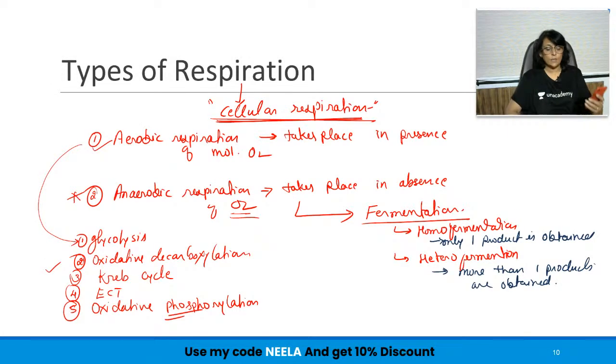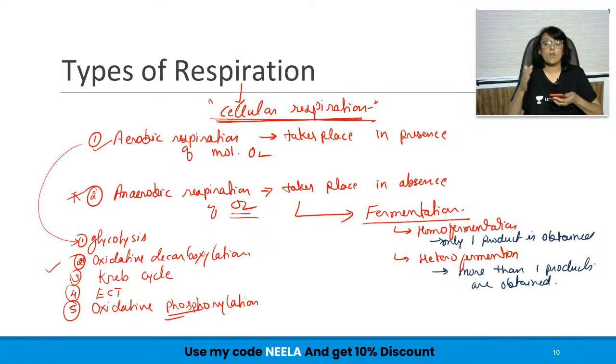Okay, we started with types of respiration. This is cellular respiration, and this is our 2nd chapter in the unit of plant physiology. 2 types of respiration, aerobic and anaerobic. Aerobic is in presence of oxygen, anaerobic is in absence of oxygen. Anaerobic respiration is normally termed as fermentation. And then there are 2 types, homofermentation or hetero, depending upon how many products are obtained.